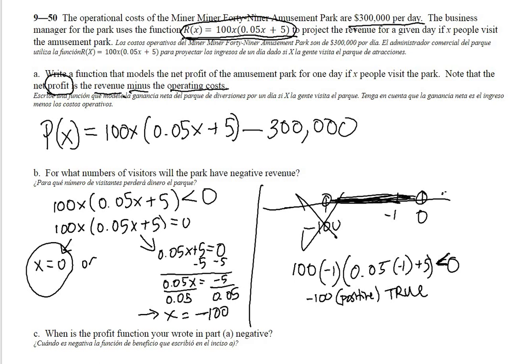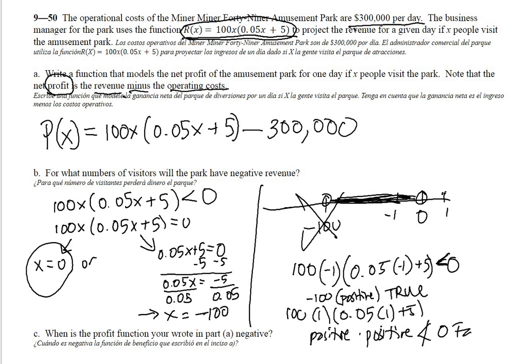Let's do 100 times 1 times 0.05 times 1 plus 5. These are two positive numbers. Positive times a positive. Is that less than 0? No, it's positive. So it's going to be a positive number. False.